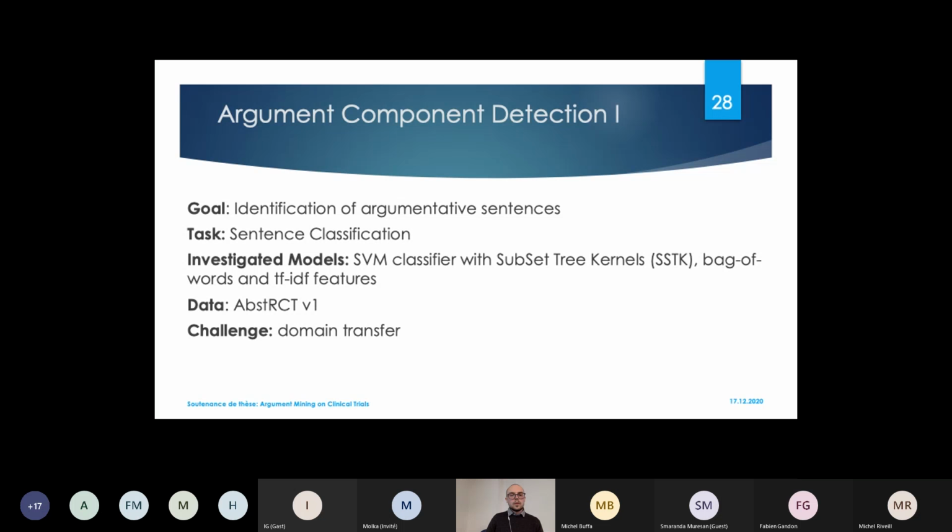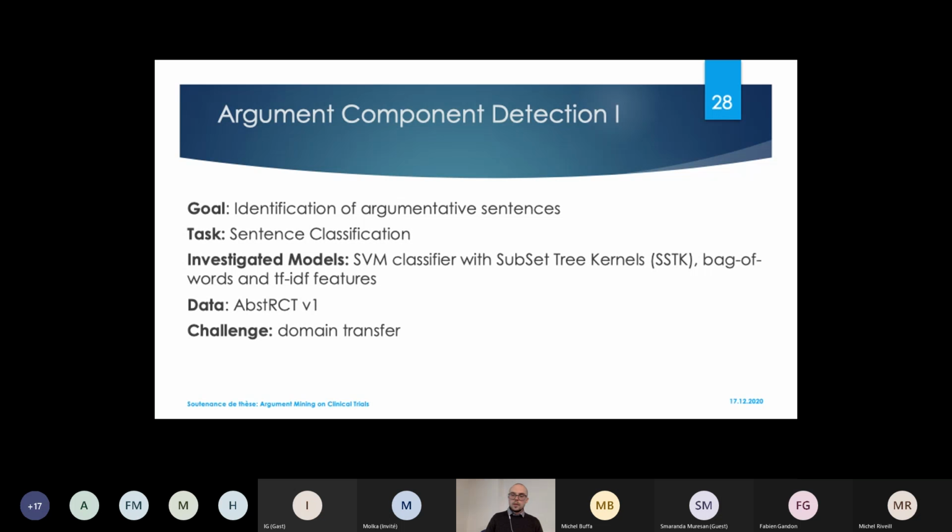And one of the first experiments I conducted was the sentence classification task. So here the idea was to find the argumentative sentences. And for this, I relied on an existing model, which is called Margot. And this is an SVM classifier which uses subset tree kernels.